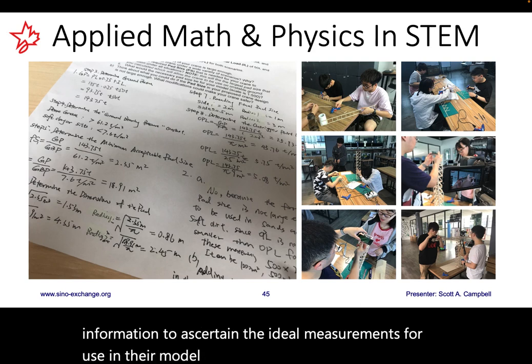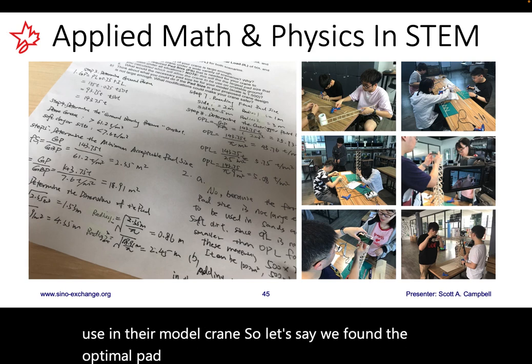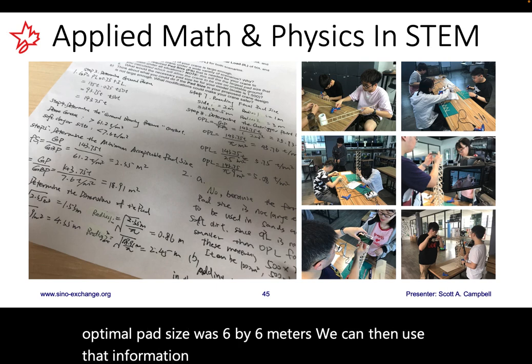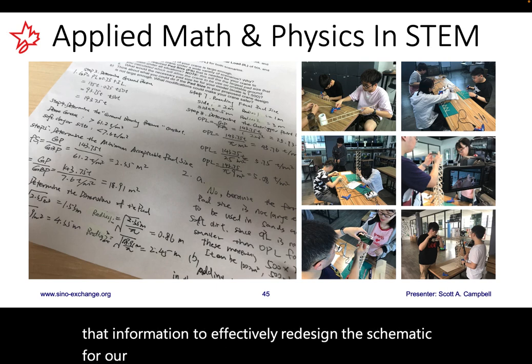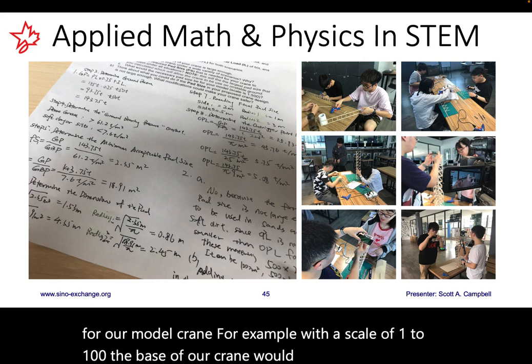So let's say we found the optimal pad size was 6 by 6 meters. We can then use that information to effectively redesign the schematic for our model crane. For example, with a scale of 1 to 100, the base of our crane would be 6 centimeters wide based on the previous calculations.